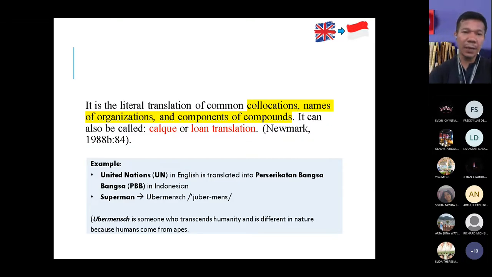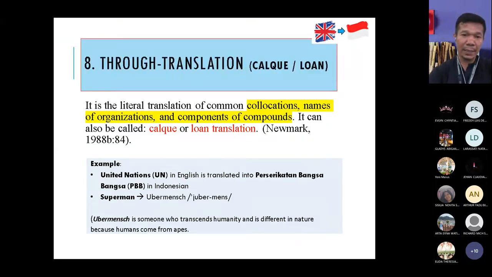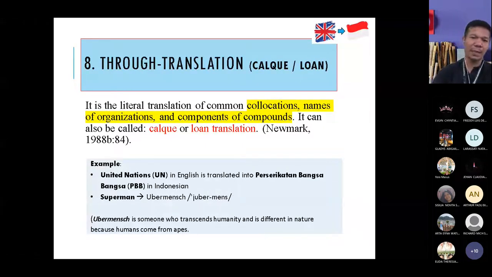And the last for today, number eight, is called true translation. It is called also calque and loan. Usually this procedure is used for transferring collocations, name of organization, and components of compound words. For example, UN stands for United Nations. But in Bahasa Indonesia, we call it PBB, Perserikatan Bangsa-Bangsa. Different name, but the same organization. Superman, different name, but the same quality of person.